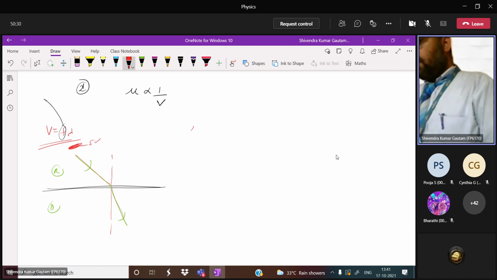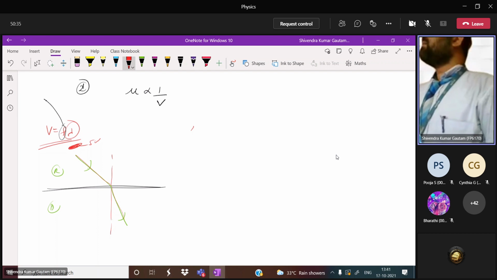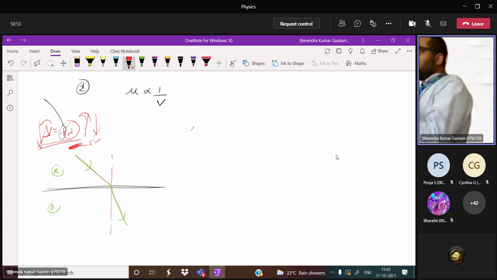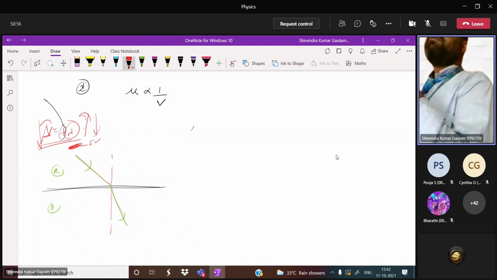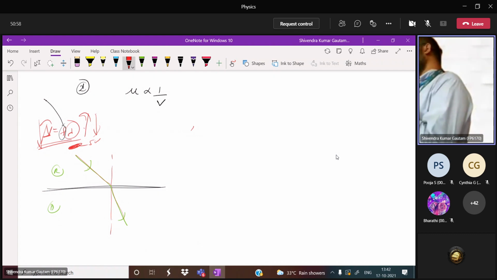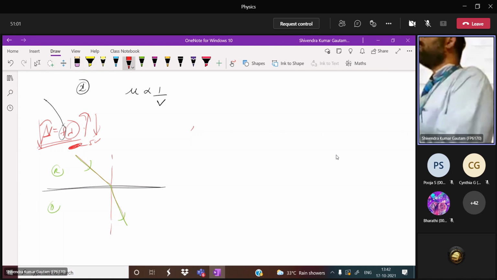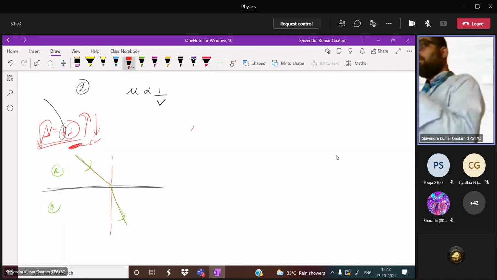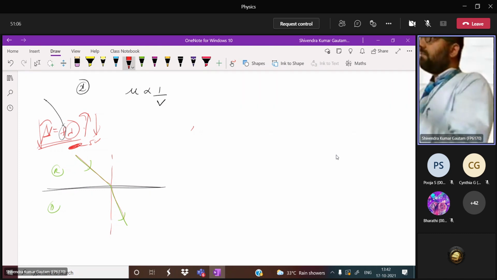Clear? What about wavelength? Wavelength is a property of what? Medium. If the medium changes, then wavelength will change. And if wavelength changes and frequency does not change, then velocity will change. Lambda increases, then V will increase. Lambda decreases, then V will decrease. Understood, everybody? Two things, keep in mind: frequency is a property of the source and wavelength is a property of the medium. Medium changes, wavelength will change, speed will change. Source not changing, so frequency will not change. If the source changes, frequency will change.